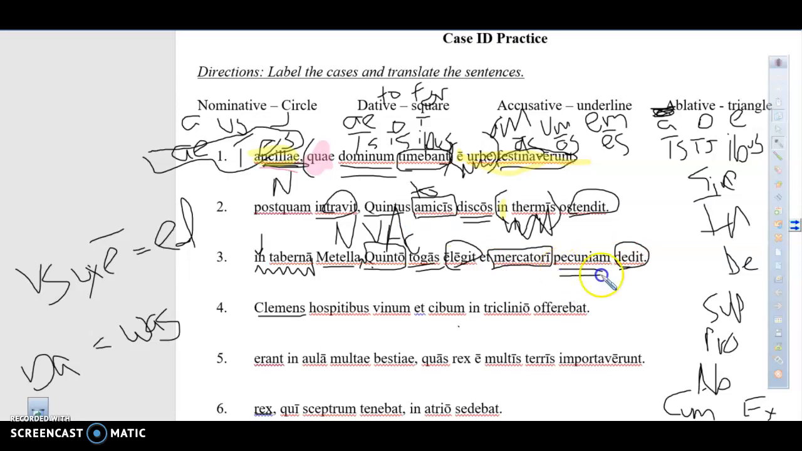So, when you're doing your reading comp, find a nominative, then a verb, then an accusative. Metella chose togas. That's what we got. She chose togas for Quintus. In the shop. Put in the shop wherever you make it happen. In the shop, Metella chose togas for Quintus. And, skip it, gave money to the merchant.